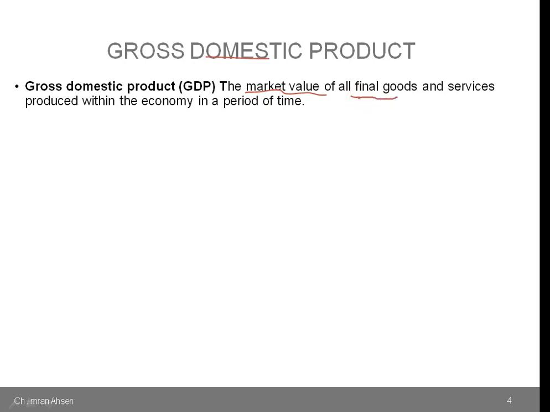Final goods and services means we do not count the intermediate goods or raw material or anything raw which is not ready to use. We count the value of those goods and services which are ready to use, either by households, businesses, governments or any sector. Produced within the economy means they are produced in our country, in a period of time, normally 1 year.